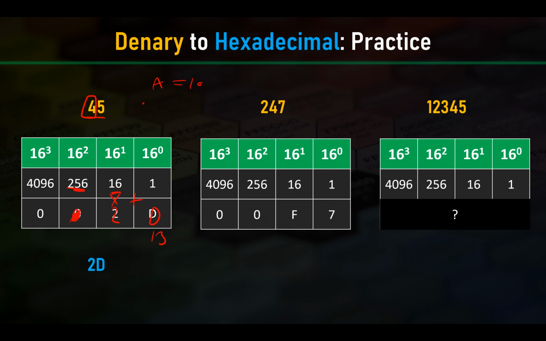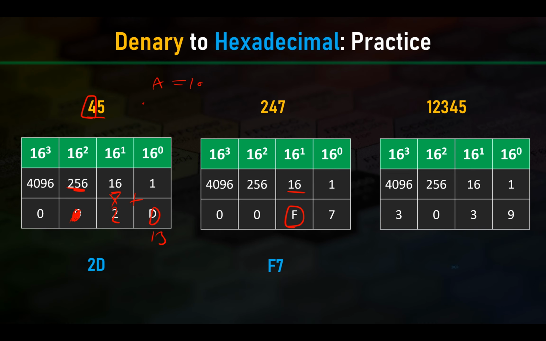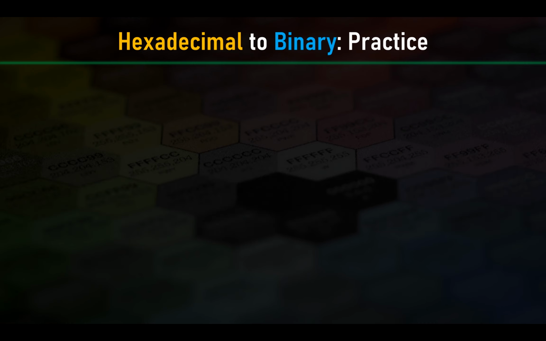This one is just going to be F7, because F times 16 is going to be 240, because 15 times 16, then just plus 7. Then this last one is going to be quite complex.